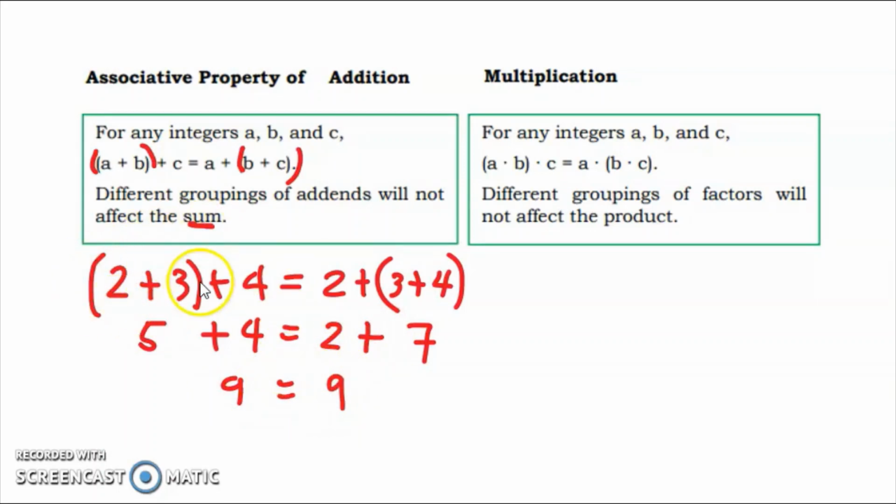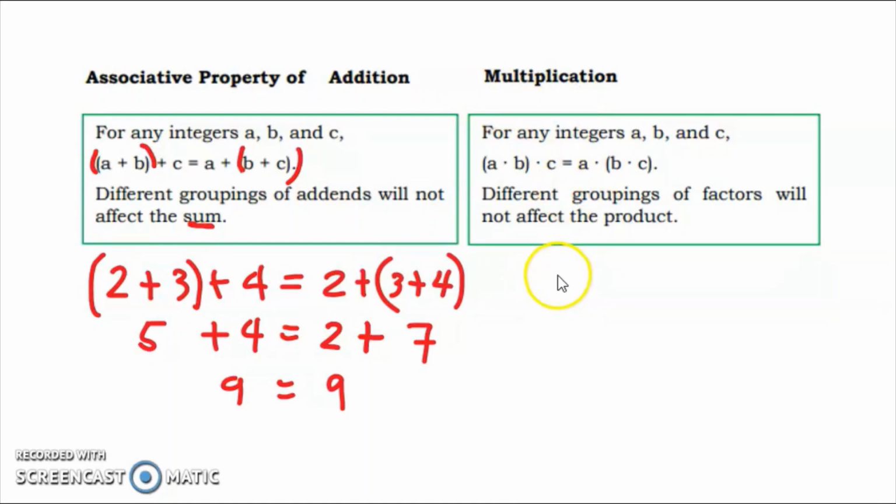Tingnan nyo ha, kapag nakakita kayo ng parentheses at nabago lang yung association or yung groupings ng numbers, ibig sabihin ang property nun ay associative property. Siyempre, pag plus sa inyo nakita nyo, addition. Kaya associative property of addition. Now, paano naman pag multiplication?